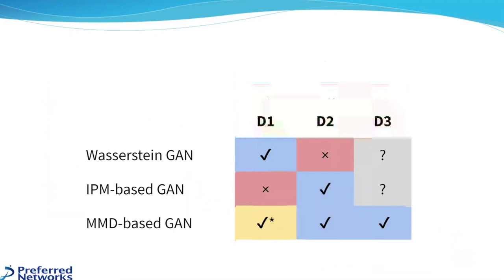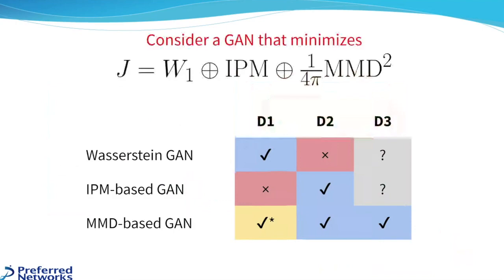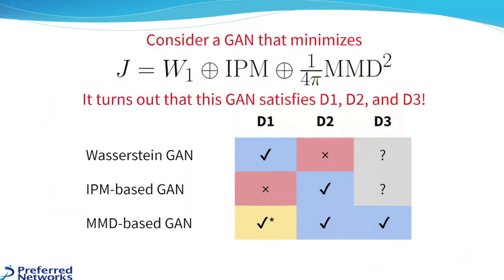To do so, note that these three variants minimize the Wasserstein distance, an integral probability metric, and the maximum mean discrepancy. To form our super GAN, we're going to construct a distance function that the GAN will minimize that merges the Wasserstein distance, the IPM, and the MMD. And in doing so, it inherits the smoothness properties of these three GANs. And it turns out that the resulting GAN satisfies D1, D2, and D3 simultaneously.